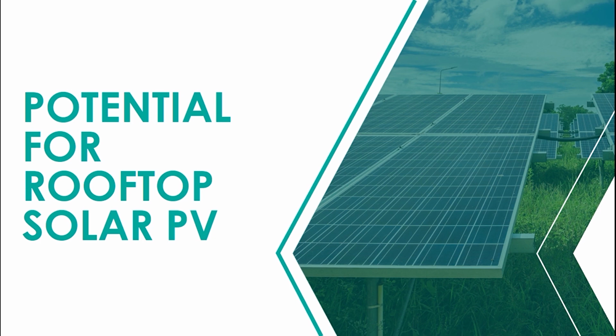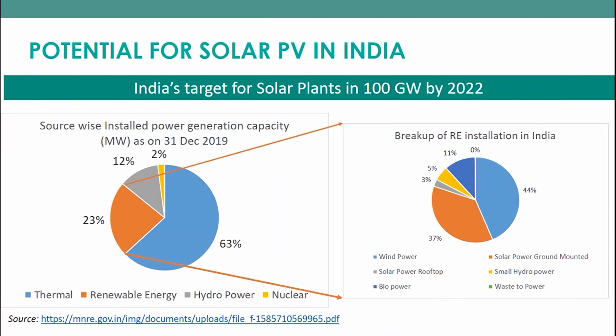Let's understand a little more about what is the potential of solar rooftop PV solutions in India right now. So India has a target of achieving 175 gigawatts of renewable energy by 2022. Of this 175, 100 gigawatts is expected to come from solar power plants.